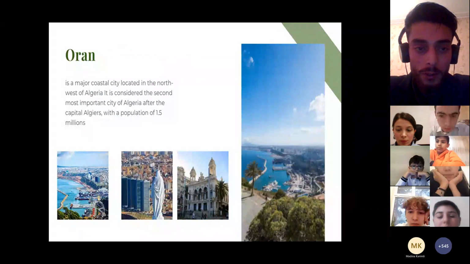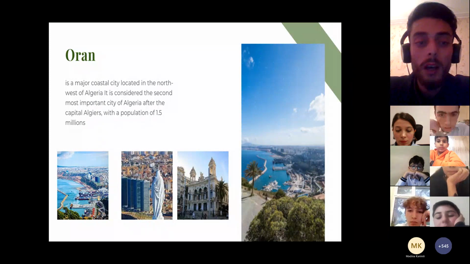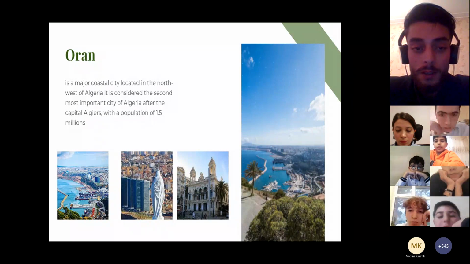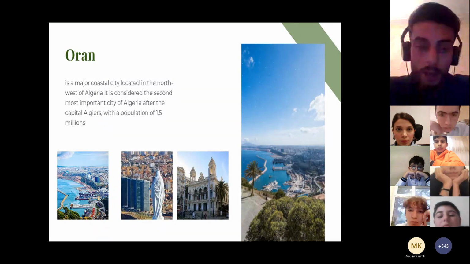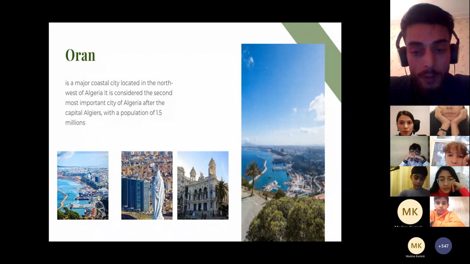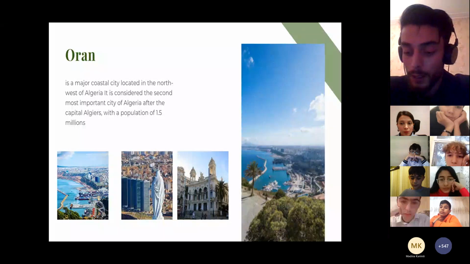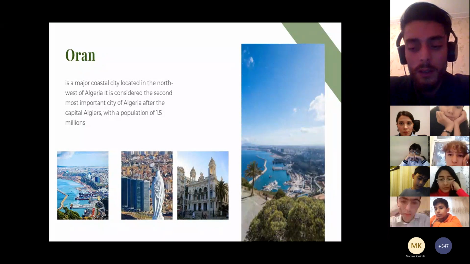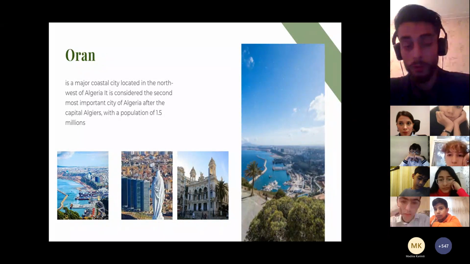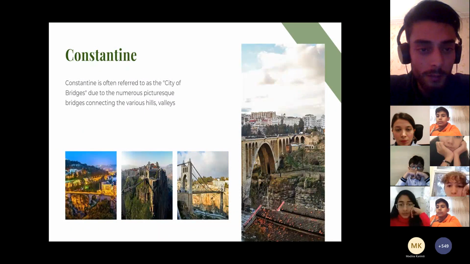We have Oran, which is located in the west of Algeria. We call it in our accent El Bahia, which means the beautiful city in Algeria. It's really very beautiful. It's considered the second most important city in Algeria after the capital, of course, with a population of about 1.5 million. It has a lot of areas to visit and a lot of things to see as well. Like the most famous singers of Algeria in the world, they were born in the city Oran.